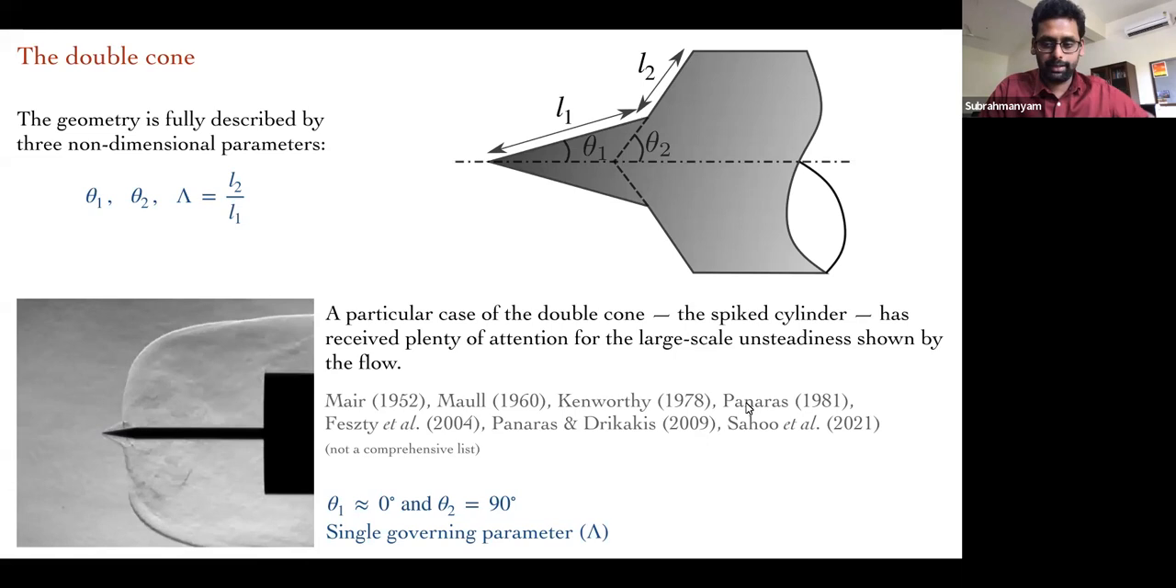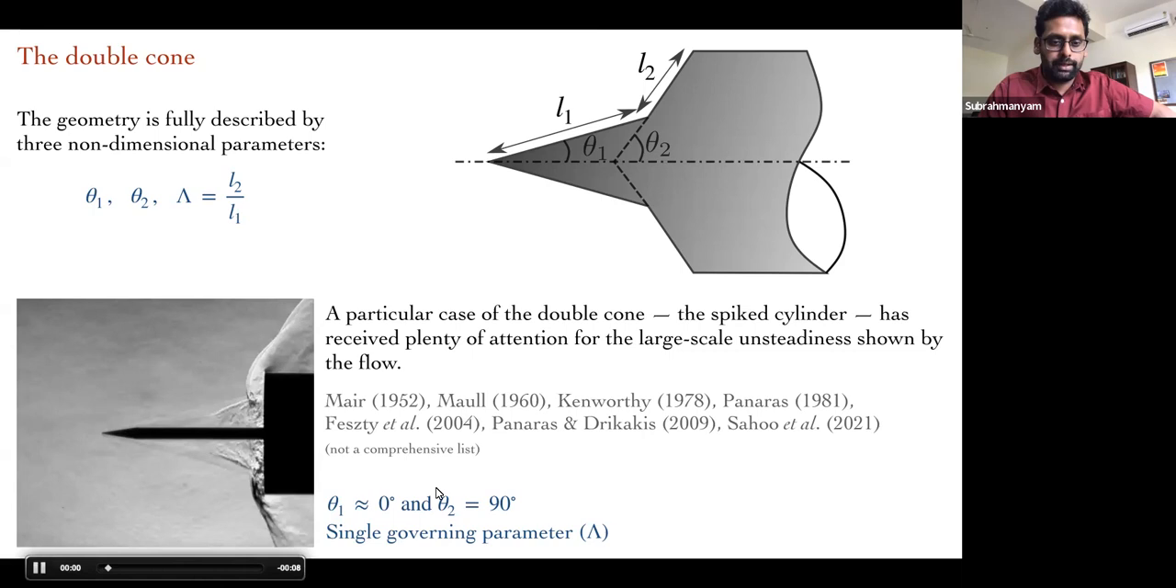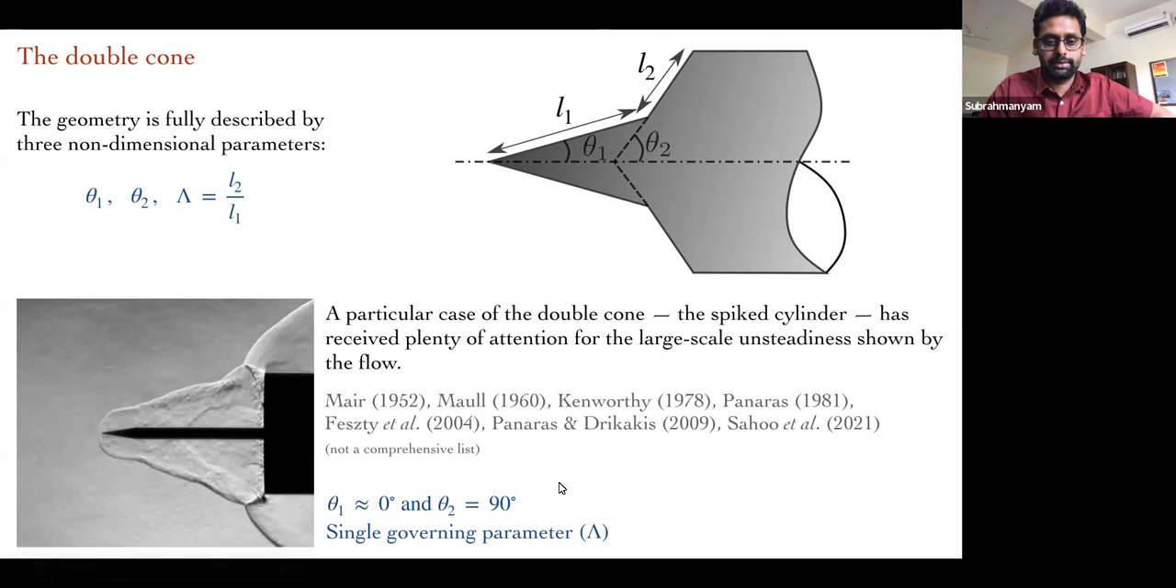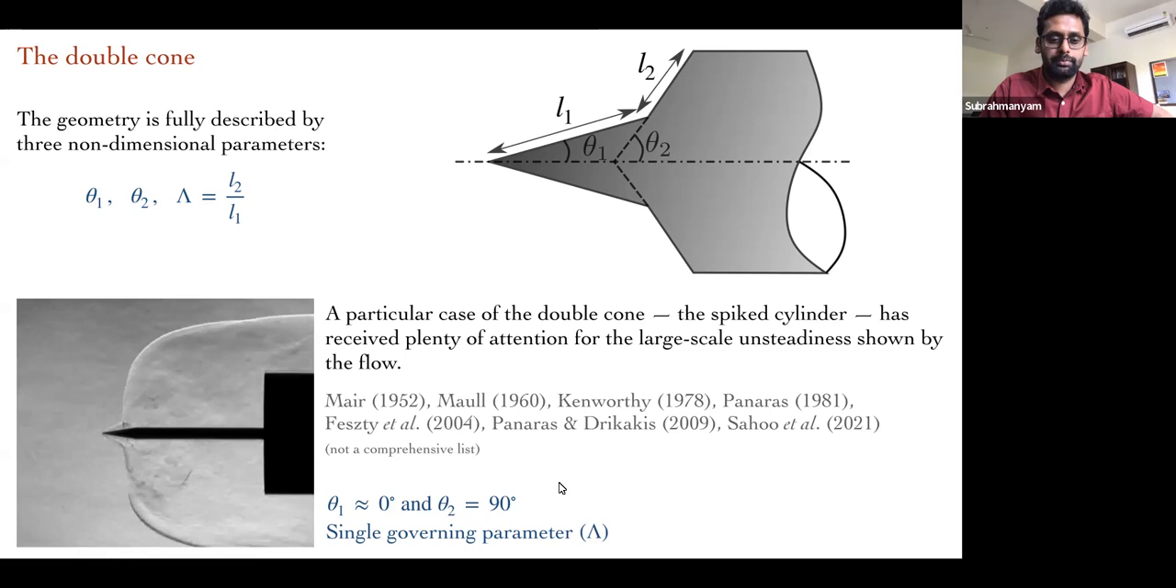So here on the bottom left is the spike cylinder geometry. The forebody is a spike, and the aftbody is a cylinder, right? If you look at the geometry, you can see that the spike cylinder is a special case of the more general double cone problem, where theta 1 is 0 degrees and theta 2 is 90 degrees. So you're fixing the half angles. From a three parameter problem, the spike cylinder becomes a single parameter problem, with lambda being the governing parameter, which is the ratio of L2 over L1.